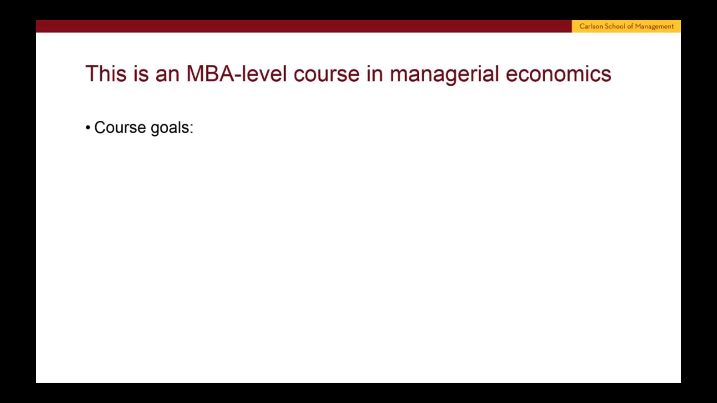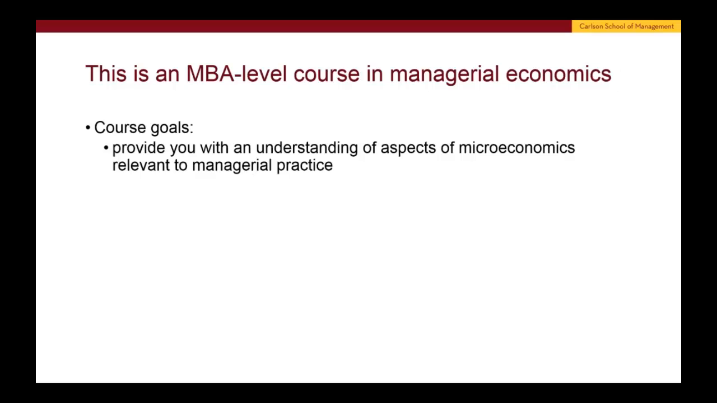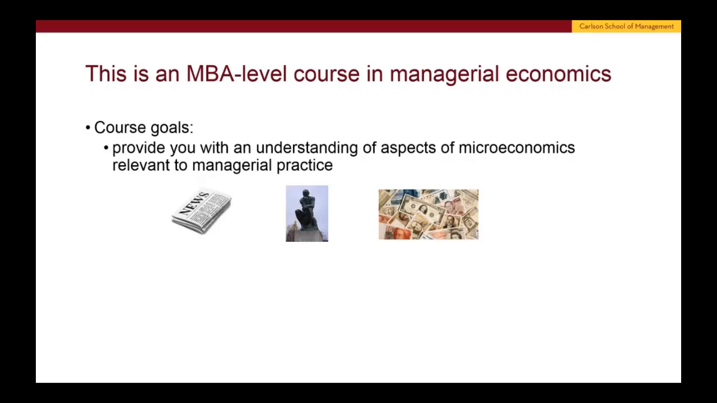This is an MBA level course in managerial economics. The course goal really is to provide you with an understanding of aspects of microeconomics that are relevant to managerial practice. The way I think about that is really through this set of pictures. We perceive information through the newspaper or other sources, and the goal of the course is to give you a lens, a way of thinking about these data that we see that will make you more effective. At some vulgar level, we could just talk about making more money, but more generally, it's about being more efficient and being better able to accomplish whatever objectives we have.